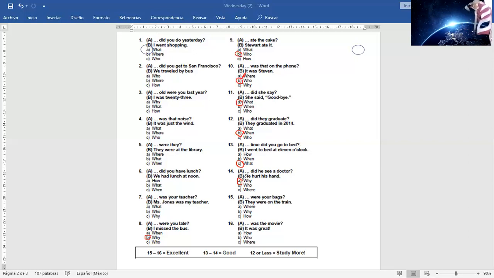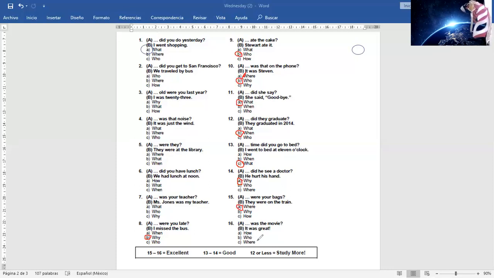All right. Number 15: where, why, how were your bags? They were on the train. No, it's were. Where? Where were your bags? ¿Dónde estaban tus maletas? They were on the train. Estaban en el tren.